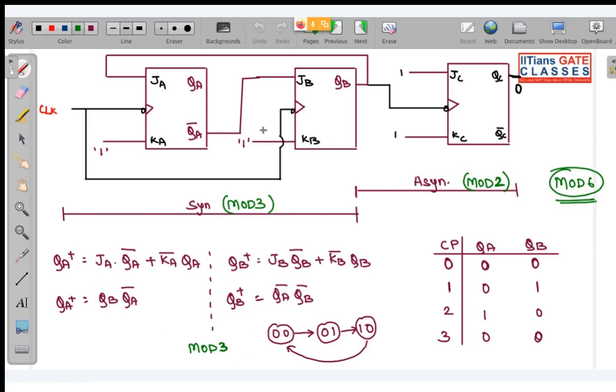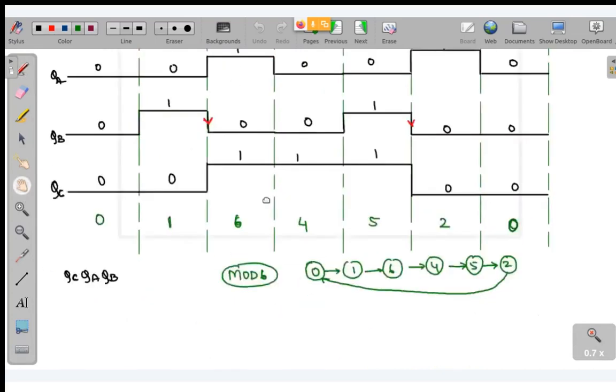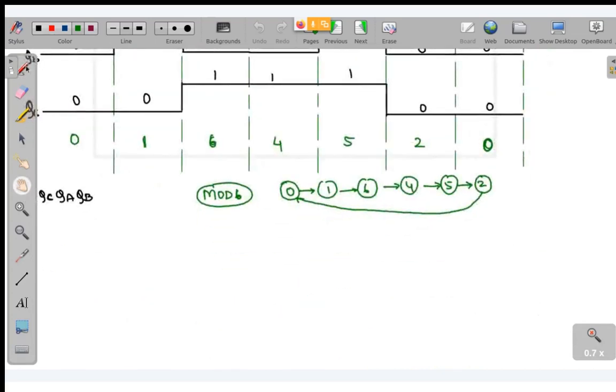Now one more very important concept I am going to discuss. You can see this is the counter, these are the counting states. What are the unused states here? Because we have 3 flip-flops, 3 flip-flops can count from 0, 0, 0 to 1, 1, 1, that is from 0 to 7. So over here, you can see that 3 and 7 are not present. 3 corresponds to 0, 1, 1 and 7 corresponds to 1, 1, 1.